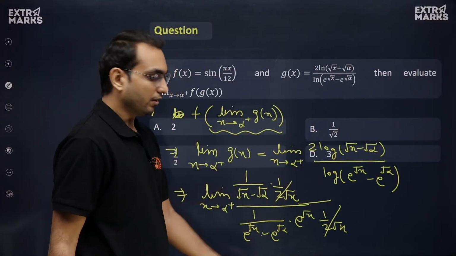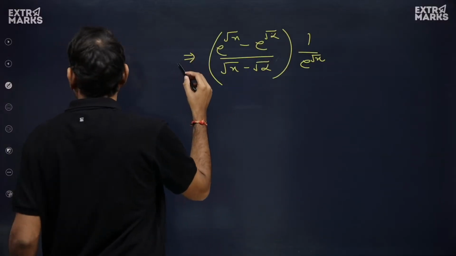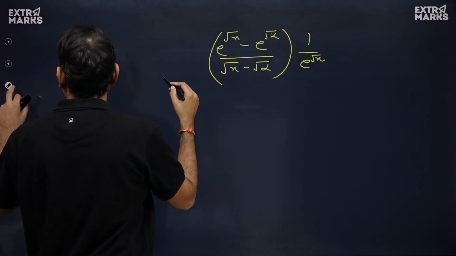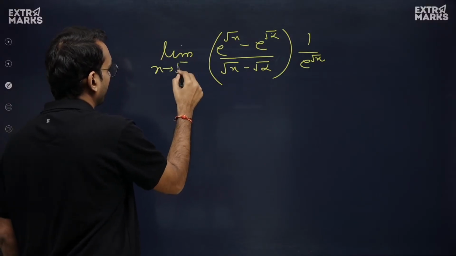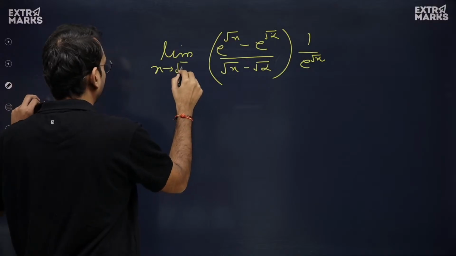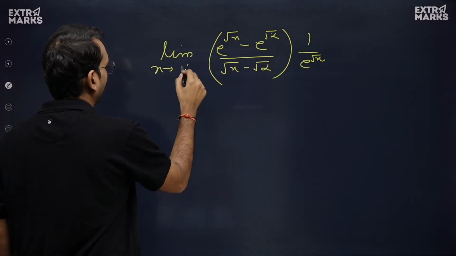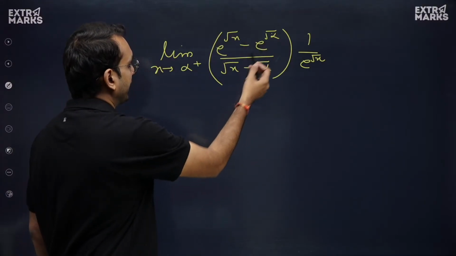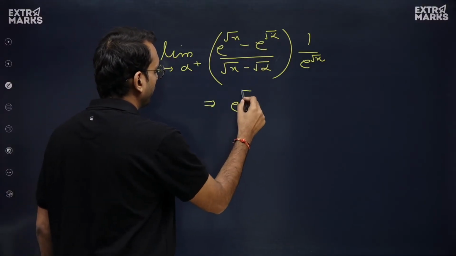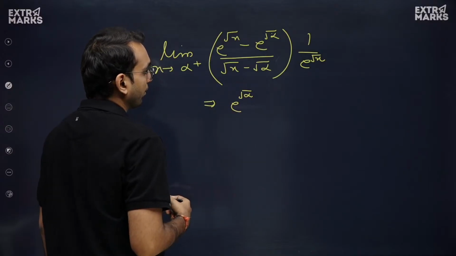Right? That's it. And the limit is obviously going to be x to the power alpha plus, right? It is alpha plus. Now you can just take out this common thing, that is e to the power root alpha, right?